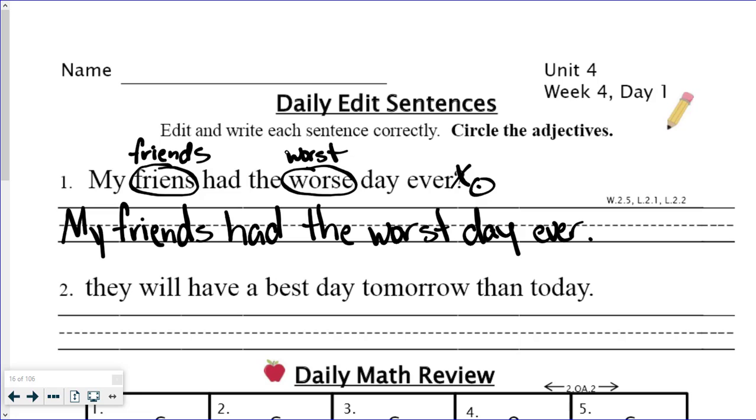All right, we rewrote it nice and neat on the line. Now we got to find the adjective. So we're looking for a word that's describing a noun. And so that would be worst. Worst describes the day. All right, on to number 2.